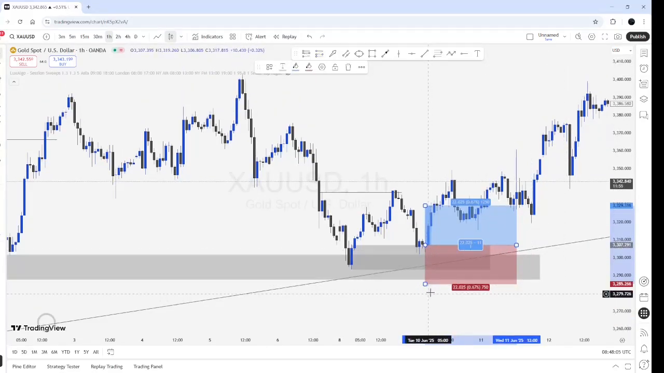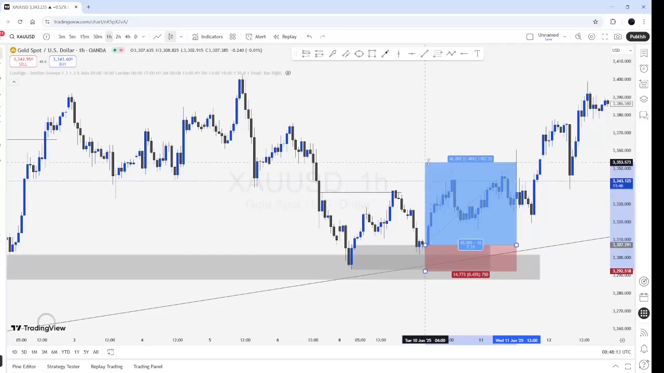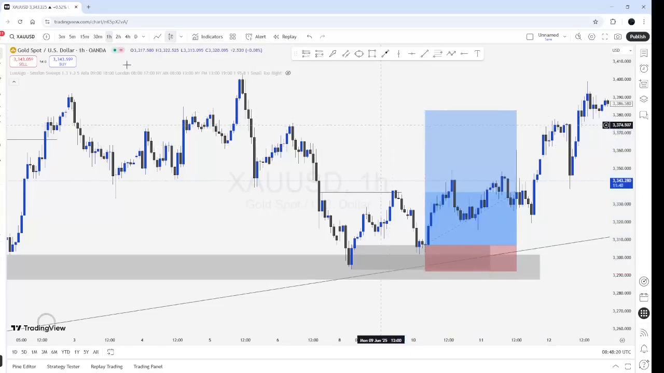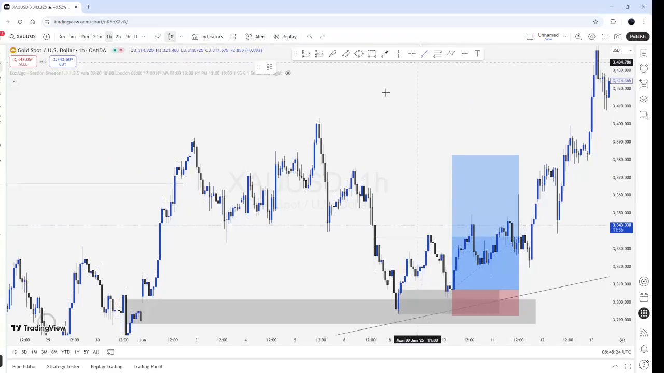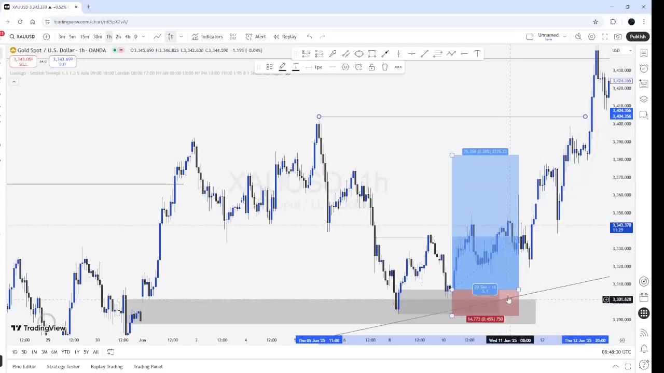So first of all, if you want to target 1:3, you have your 1:3 here, hit. If you are a greedy person and you want to go more, or you want to go above the structure, you can go above the structure.